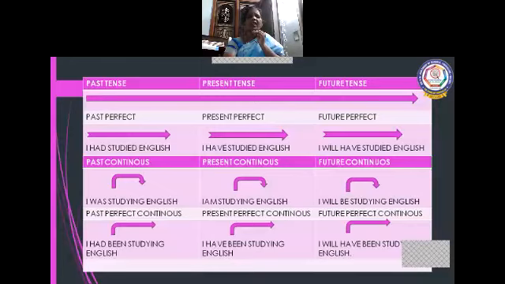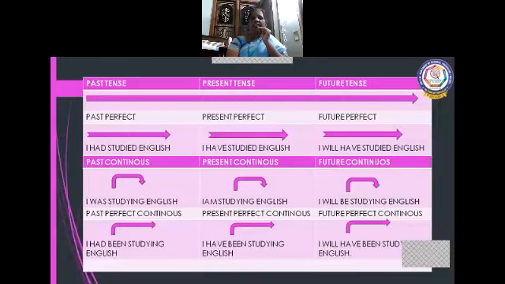Next you studied past perfect, present perfect, future perfect. Then past continuous, present continuous, future continuous. I was studying English is past continuous. I am studying English is present continuous. I will be studying English is future tense. Okay, it's clear to you.